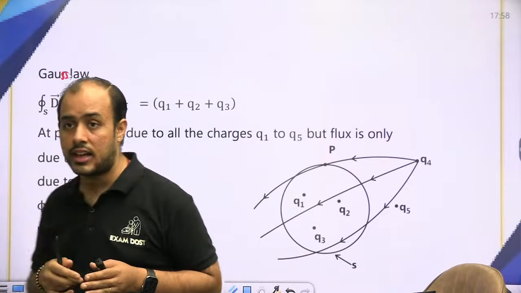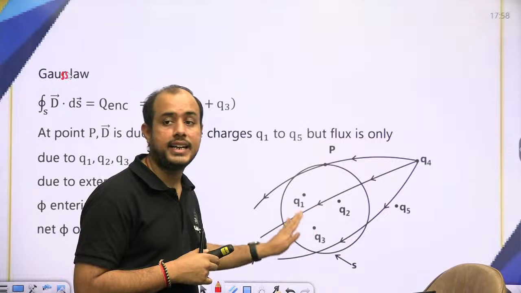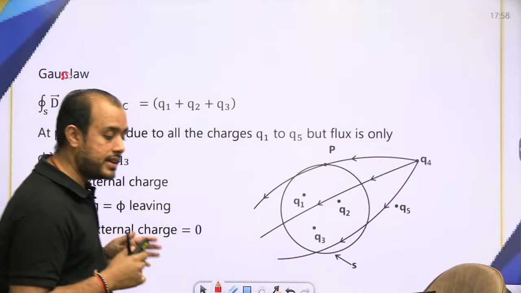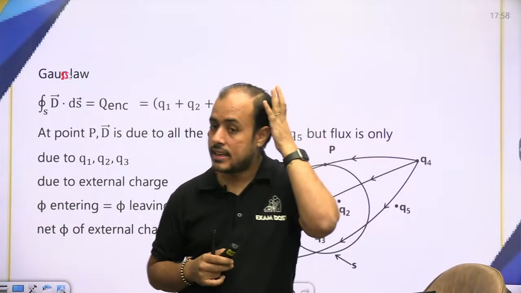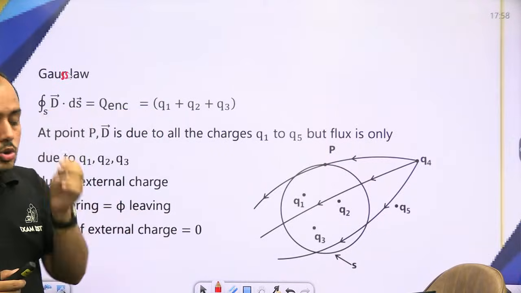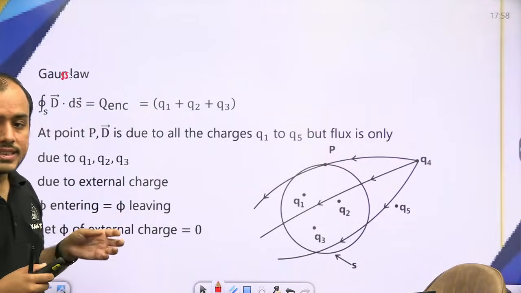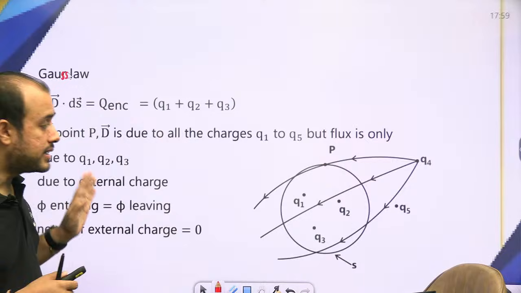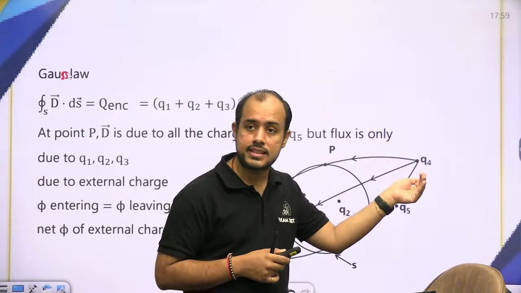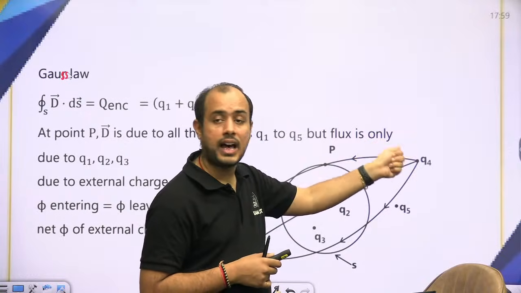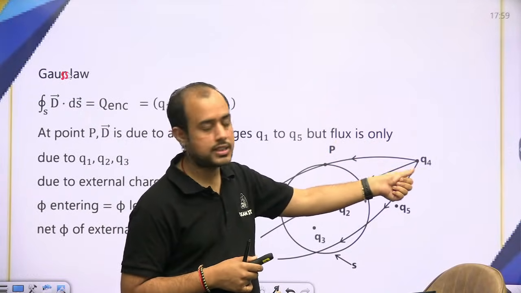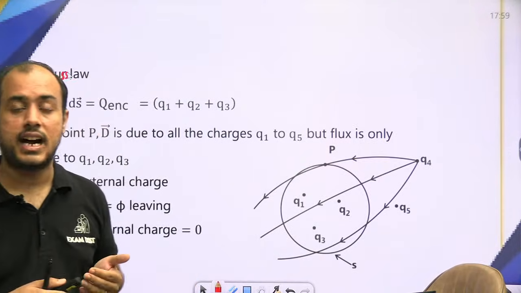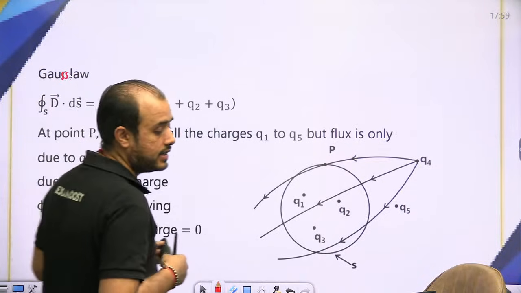Whenever you are finding the flux, consider the charges that lie inside the surface. But what about the charges that lie outside? Basically, beta, Gauss law never says that the charges that lie outside do not produce the electric field. No. Charges, whether they are inside the surface or outside, they will produce electric field. But the point is, any charge that lies outside the surface, the number of lines entering the surface because of the charge is same as the number of lines leaving the surface. So the net flux of the charges that lie outside the surface is 0.